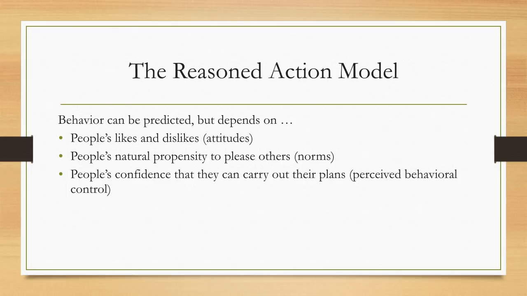So in this particular reasoned action model, basically what we're trying to say is that behavior can be predicted, but it's going to depend on people's attitudes, their propensity to please others, so those social norms, and their confidence that they can carry out their plans, or perceived behavioral control. And so it will help generate a series of very specific strategies that persuaders should employ to craft communications on any topic that you could possibly imagine that you might want to persuade somebody to do.